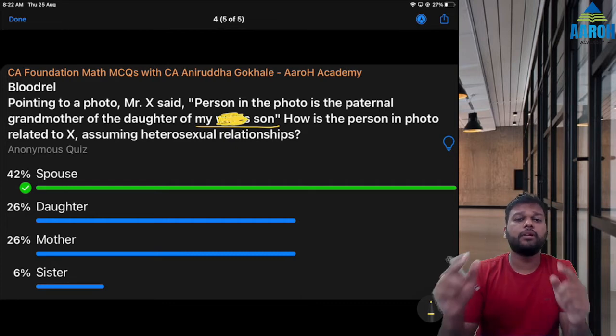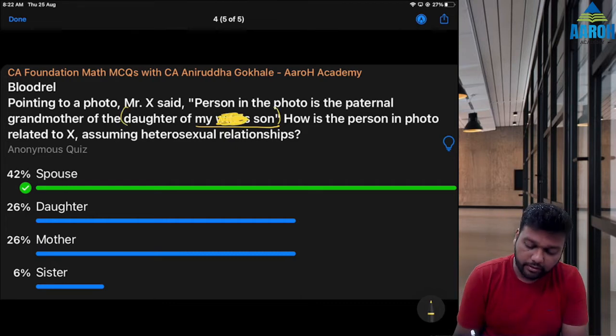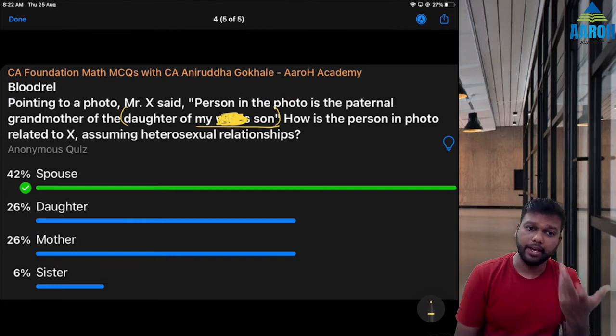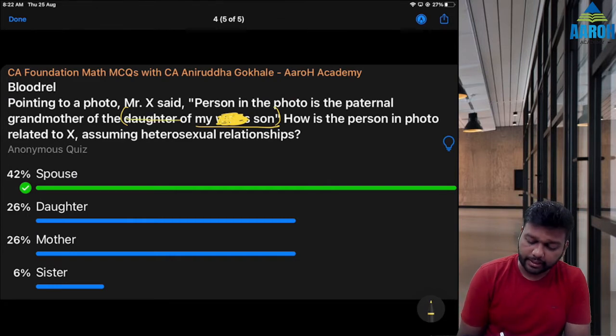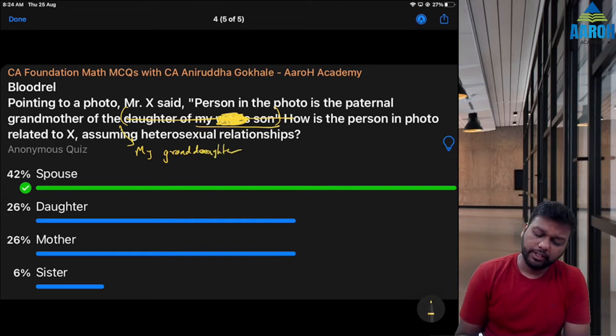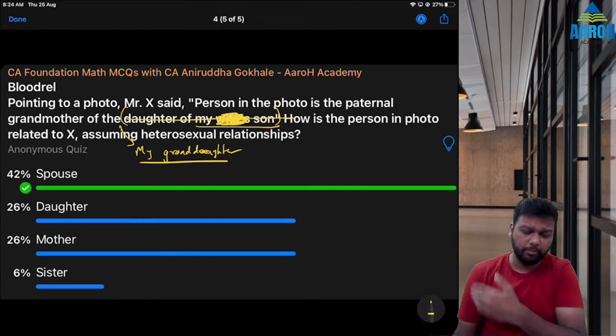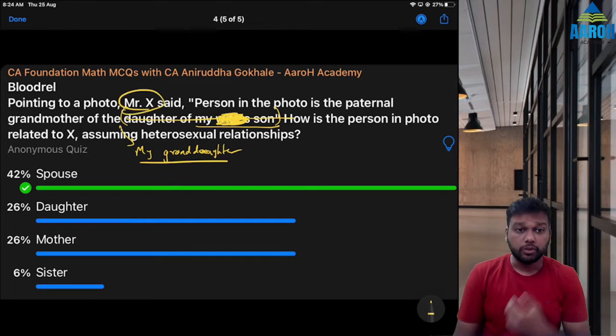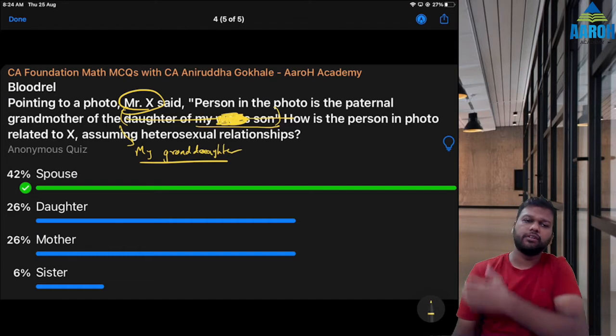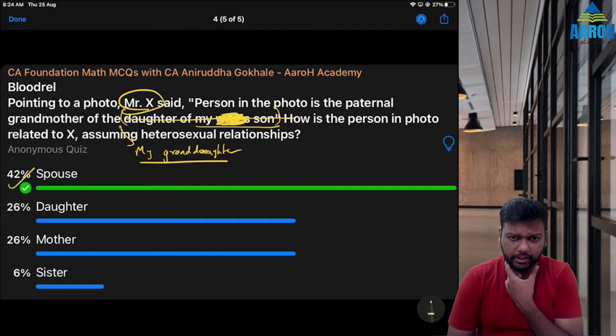Then again we'll put another bracket. Daughter of my son. What is daughter of my son? My granddaughter, right? So let's scratch this also, and paternal grandmother of my granddaughter. Now they are saying person in the photo is paternal grandmother of my granddaughter. Now my granddaughter's grandmother will be my wife, right? Because it is Mr. X, male. So spouse is the correct answer.